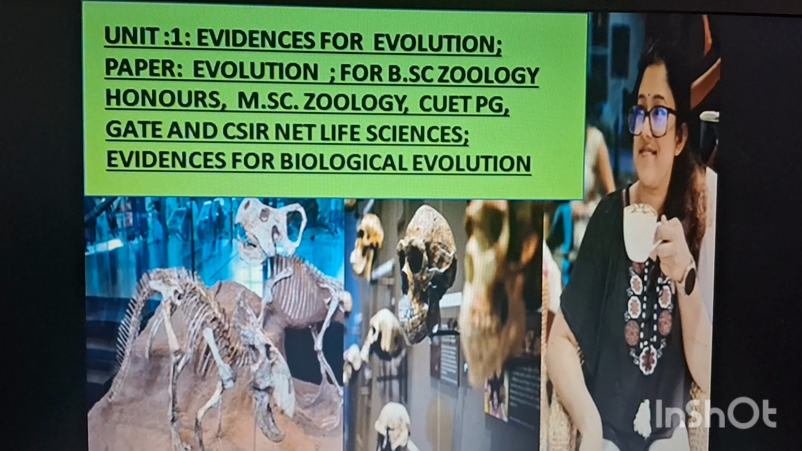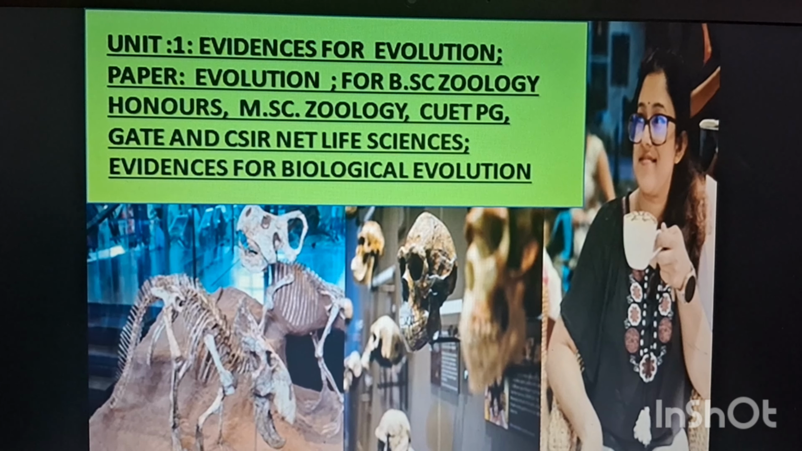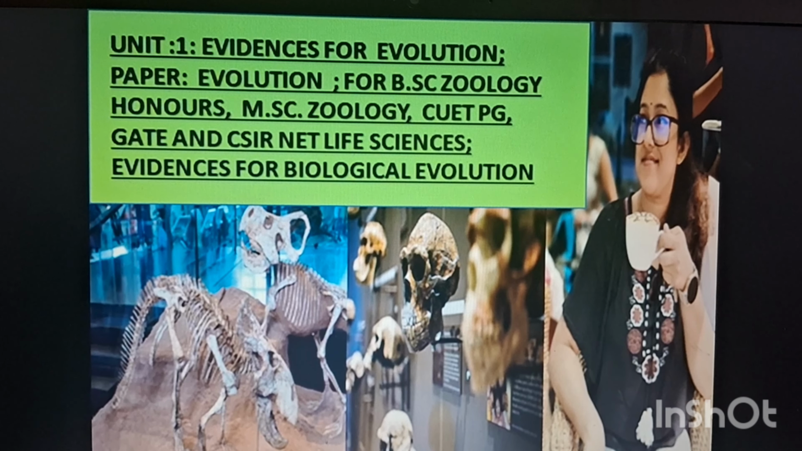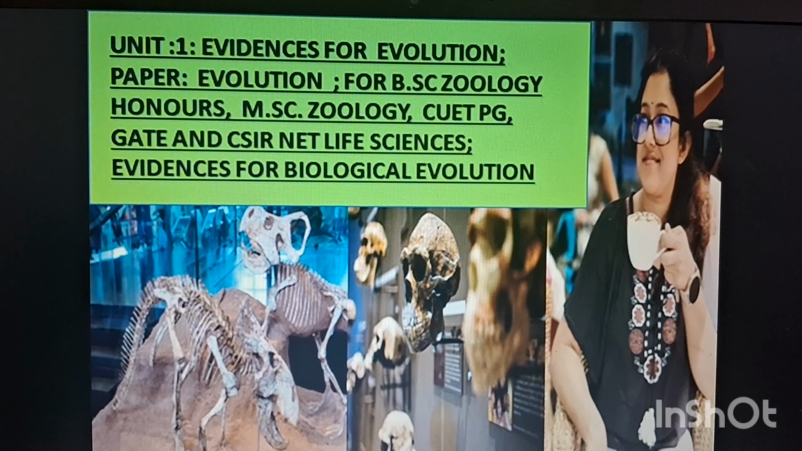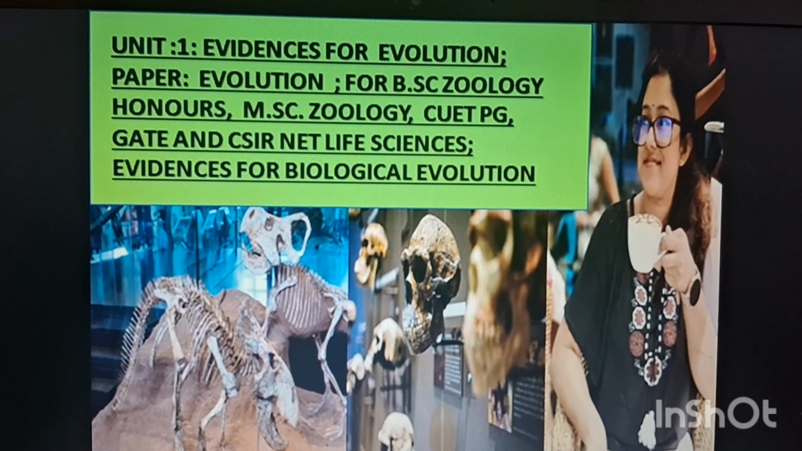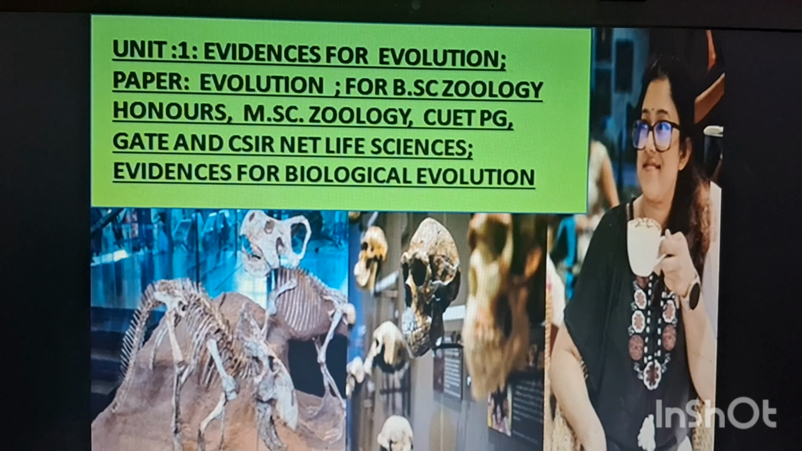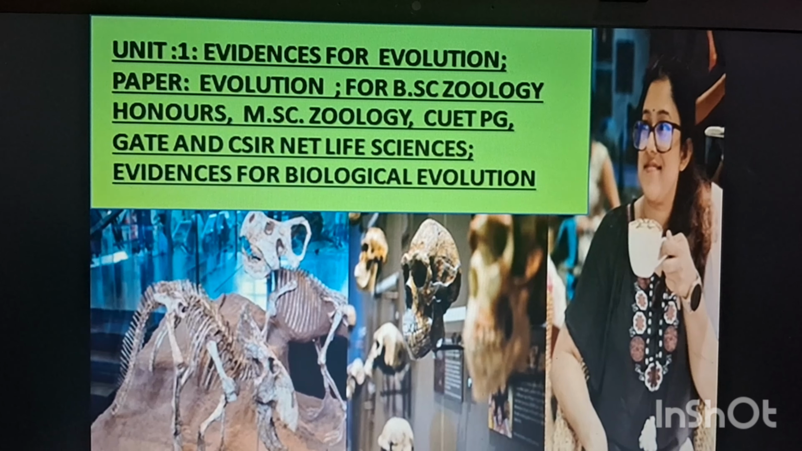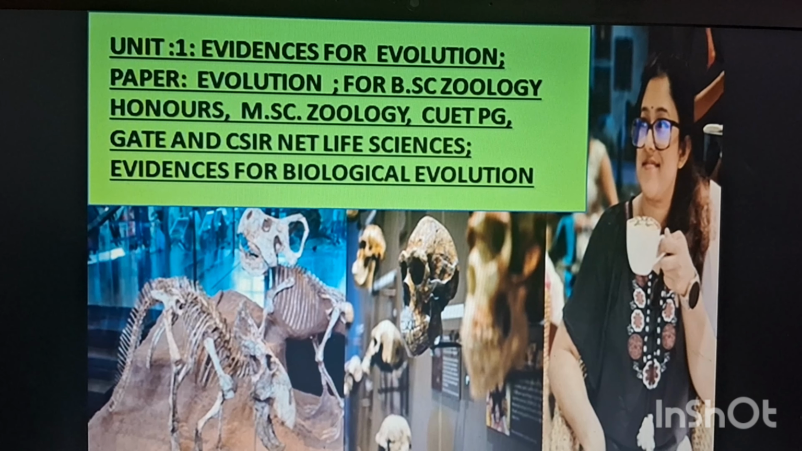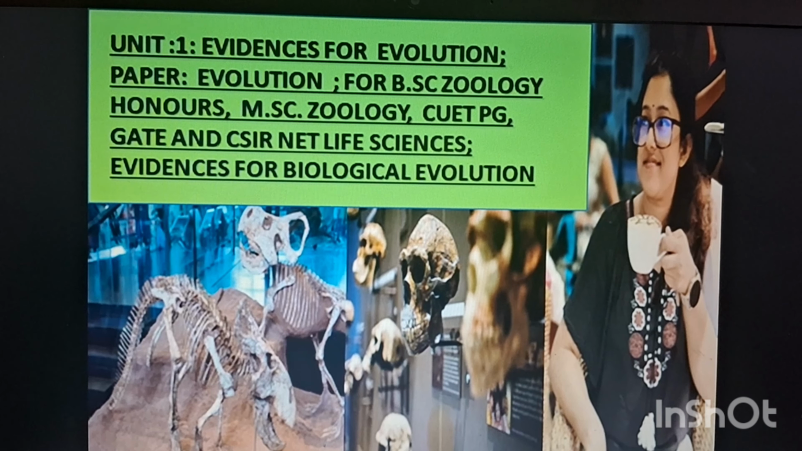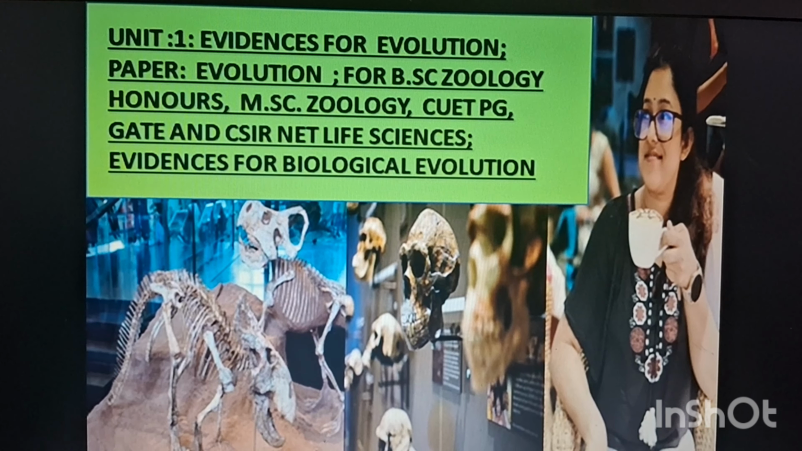Now's content for B.Sc Zoology Honours, M.Sc Zoology, CUT PG exam, GATE exam and CSIR NET Life Sciences exam. Paper Evolution, Unit 1, Evidences for Evolution, and the topic is Evidences for Evolution and Types of Evolution, and I will also discuss today about Divergent Evolution.